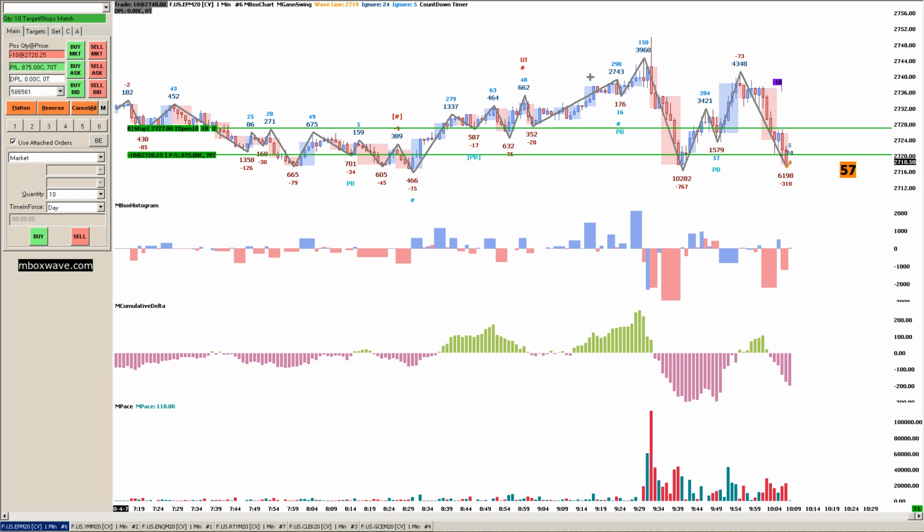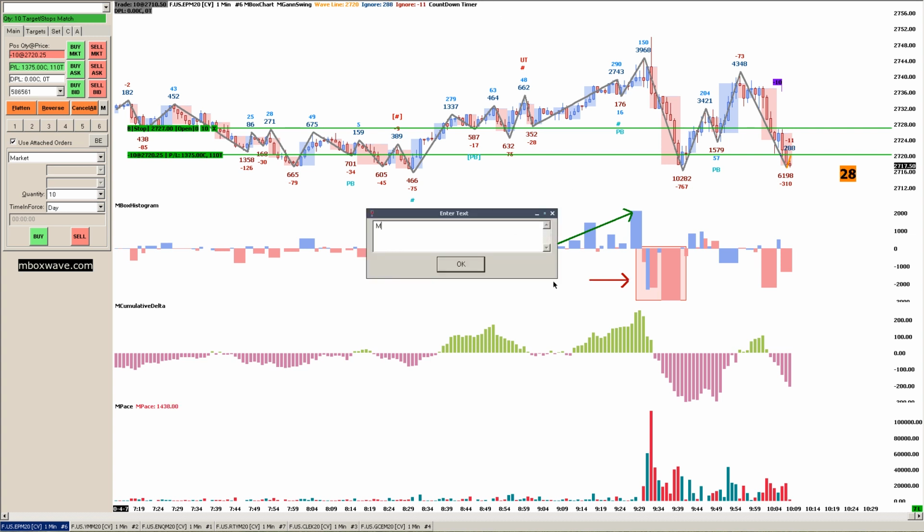So basically, the market's opened here, and we had some demand growing, right? You can see it was growing. And then as soon as the markets opened right here, we got all this selling, right? So I'd say this is our supply. So this is our MBox supply.